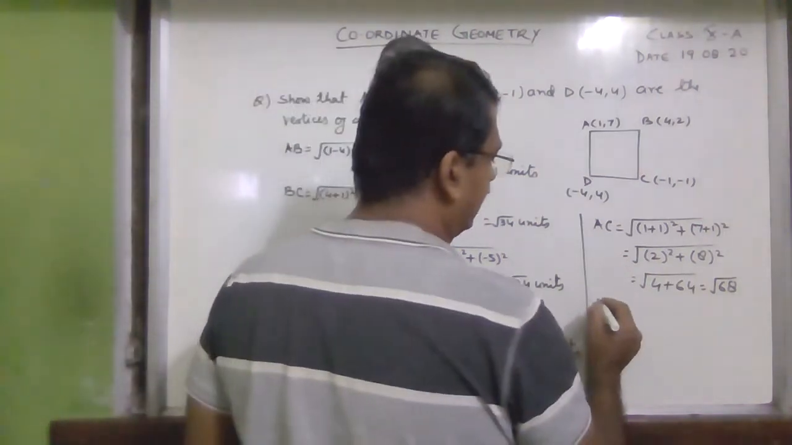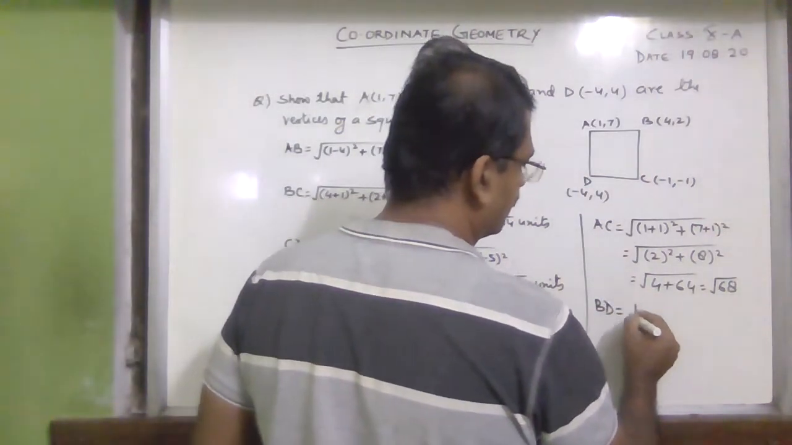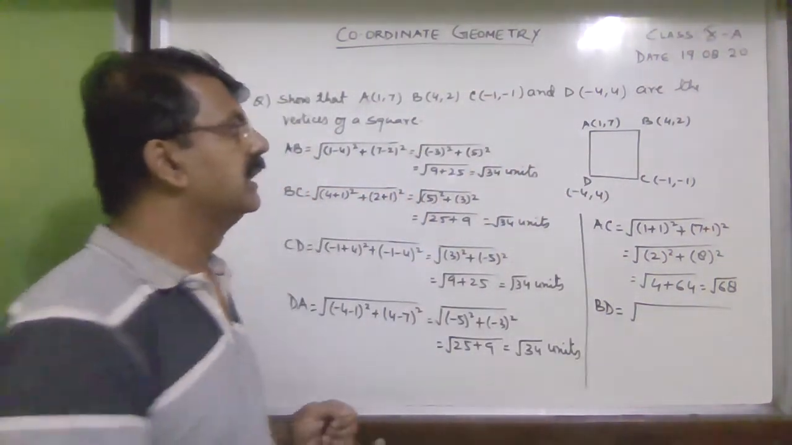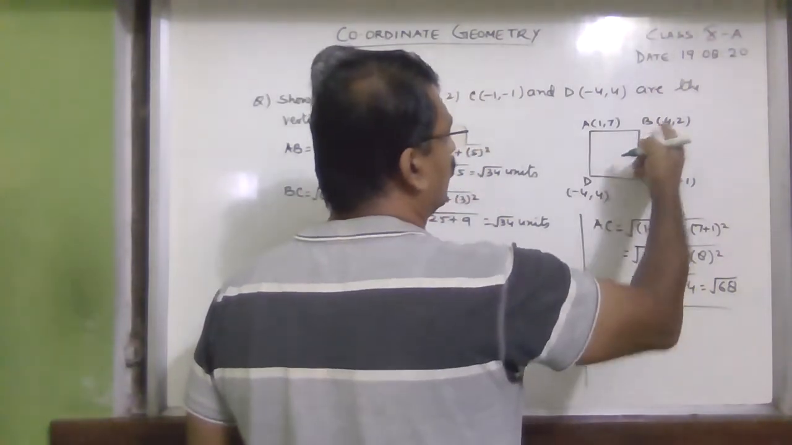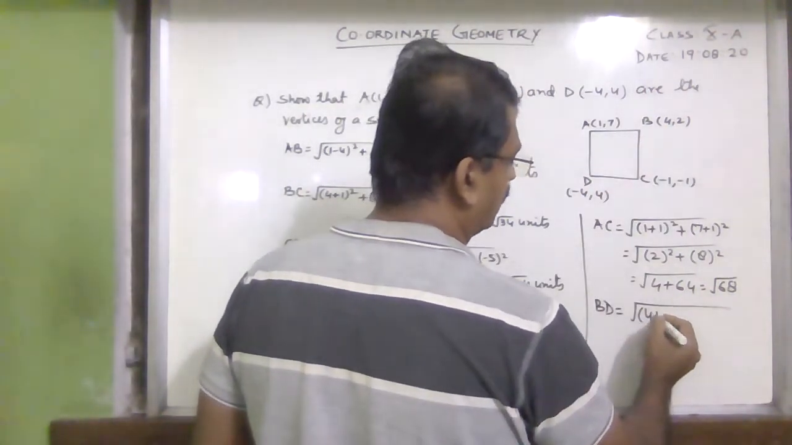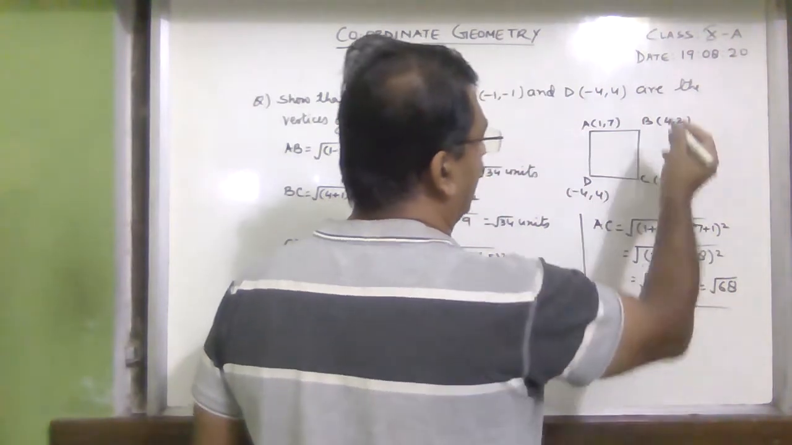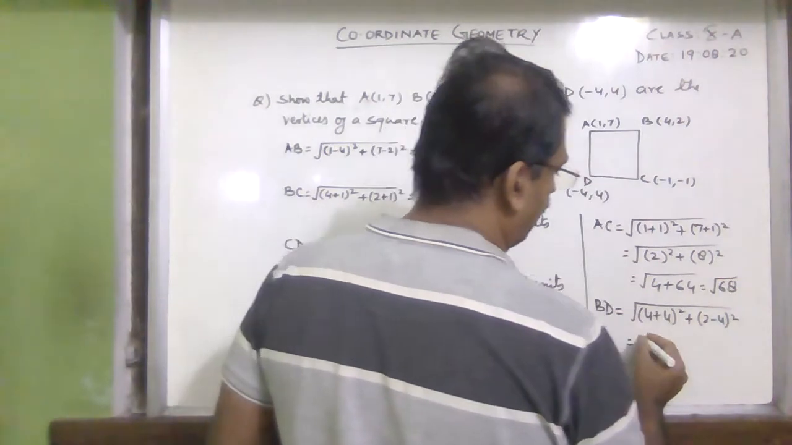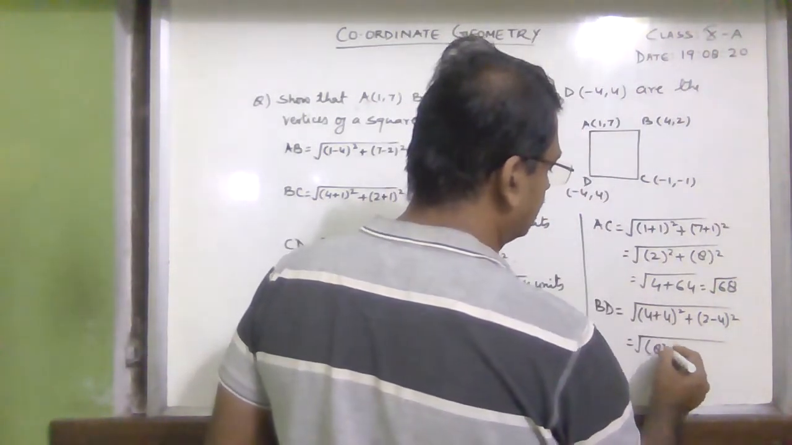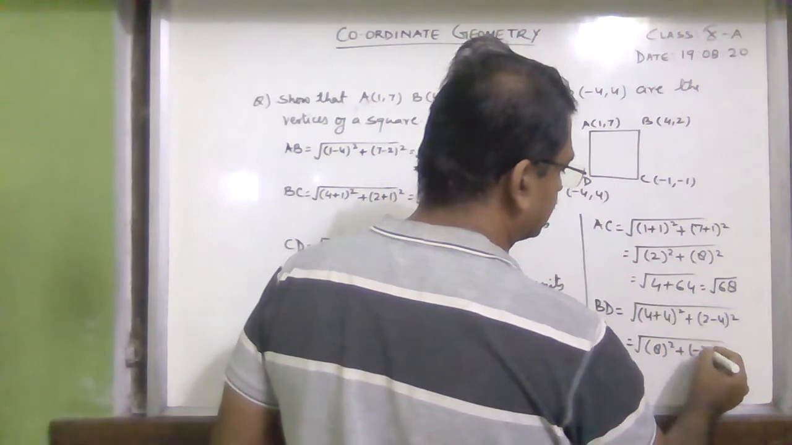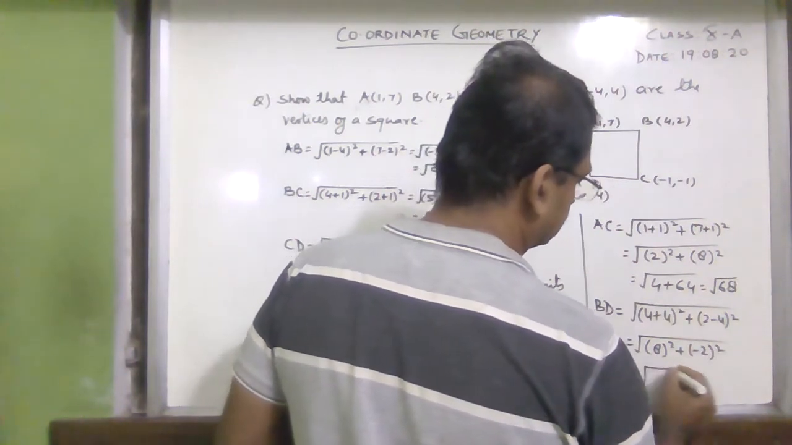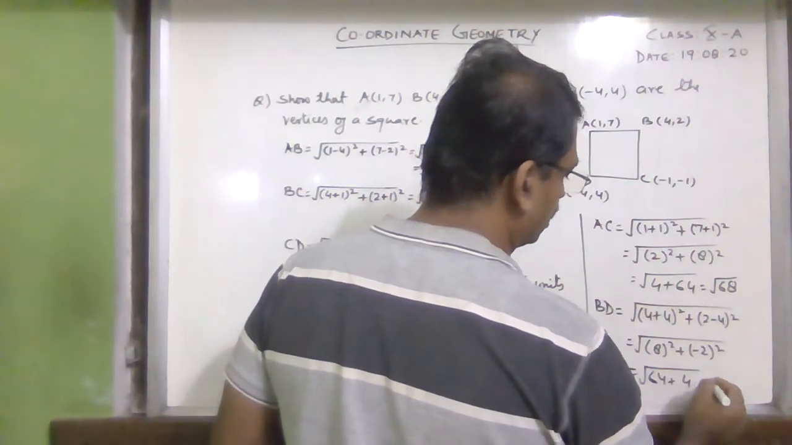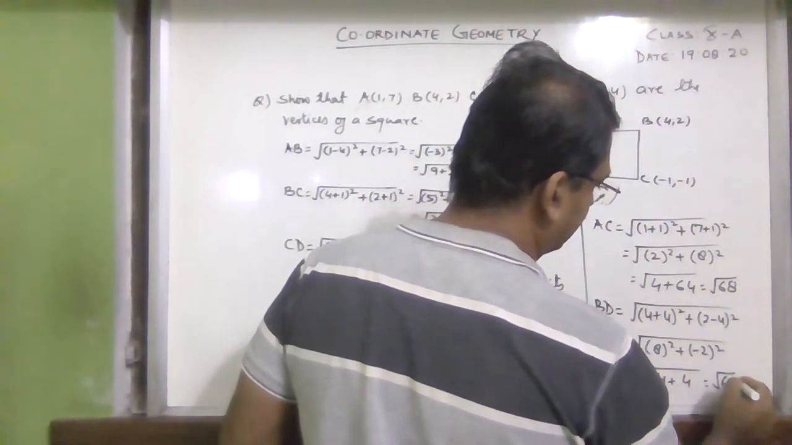And now we will find the length of BD. So the BD is 4 minus minus 4, 4 plus 4, and 2 minus 4. Now 4 plus 4, 8 square, 2 minus 4, minus 2 square. 8 square is 64, minus 2 square is 4. So it is root 68 units.